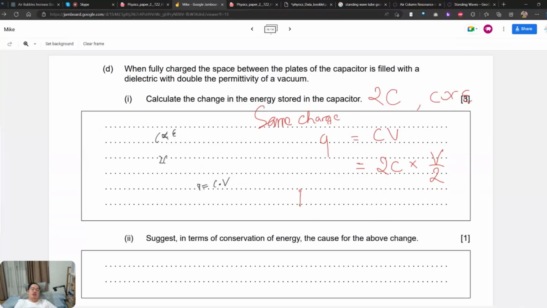And therefore, the energy of the capacitor is 1/2 of the new capacitance 2C, times the new voltage V over 2 squared, so the new energy will be lower. It will be half of the initial energy. Half the energy.